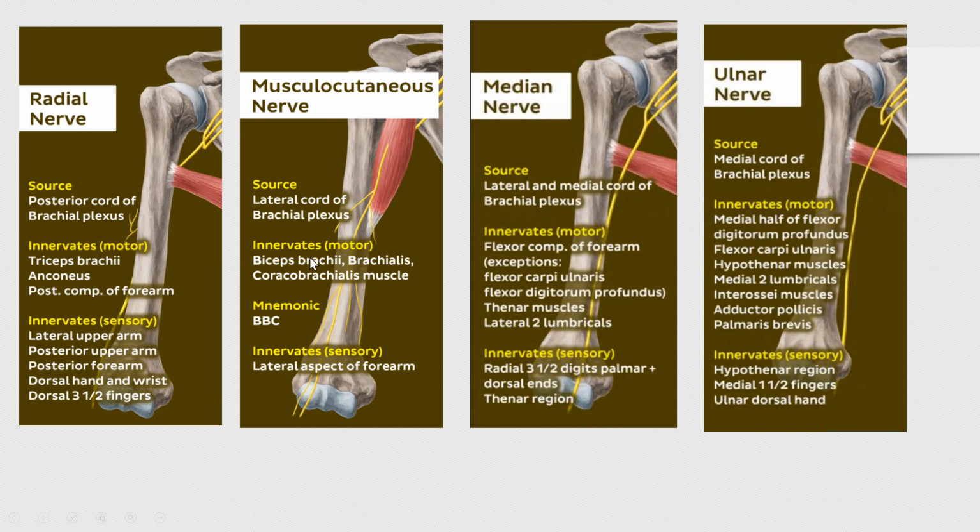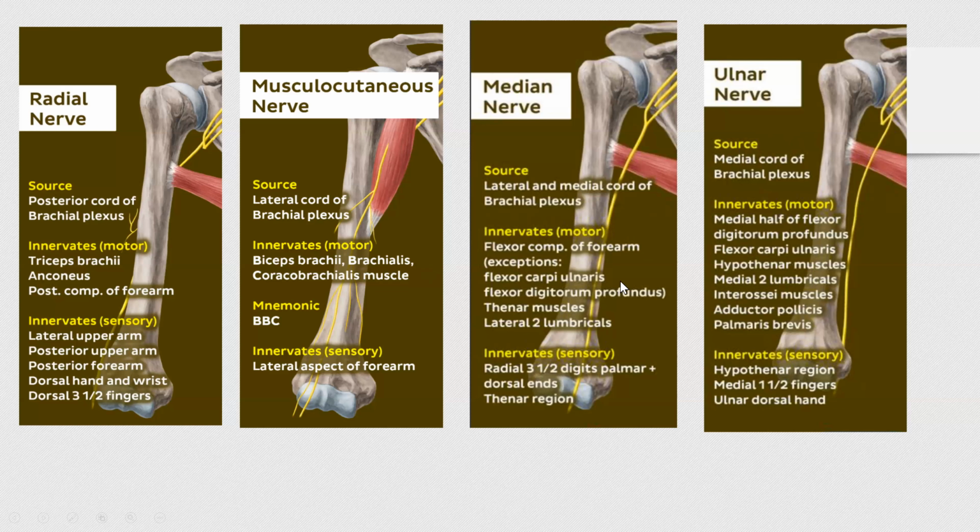This one innervates, look, there are three muscles: biceps brachii, brachialis, coracobrachialis. Those are the anterior compartment of the arm, musculocutaneous nerve. Then the median nerve is going to innervate most of the muscles of the anterior compartment of the, I'm sorry, forearm, because the anterior compartment of the arm is musculocutaneous. The anterior compartment of the forearm is median nerve, and the ulnar nerve is mostly going to innervate muscles of your hand.